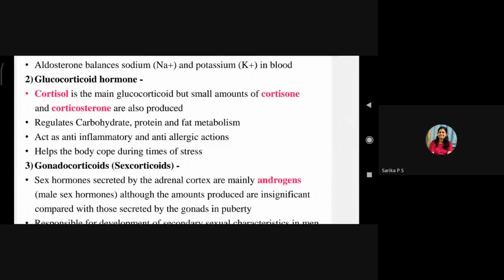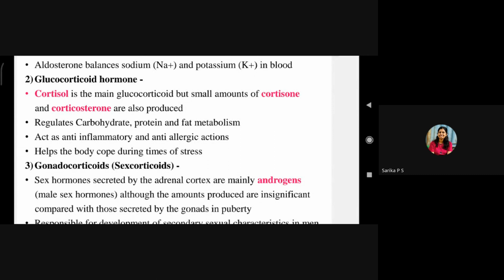So when we are stressed, at that time cortisol is released by our adrenal cortex. Understand this mechanism. This is an important mechanism. When we are stressed, for coping up with stress, the adrenal cortex releases cortisol.